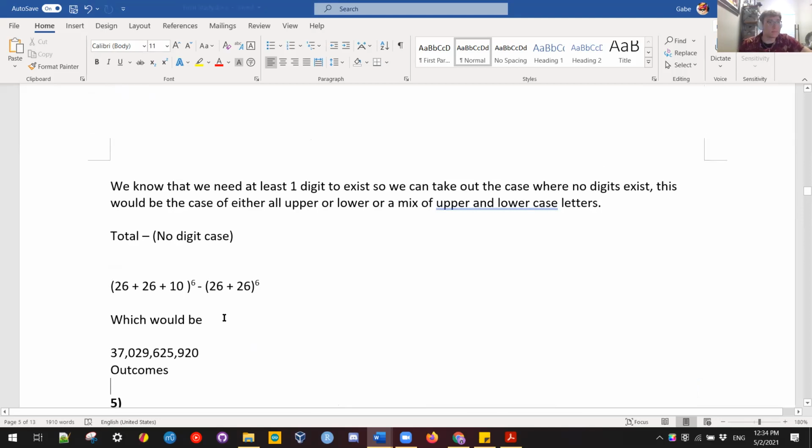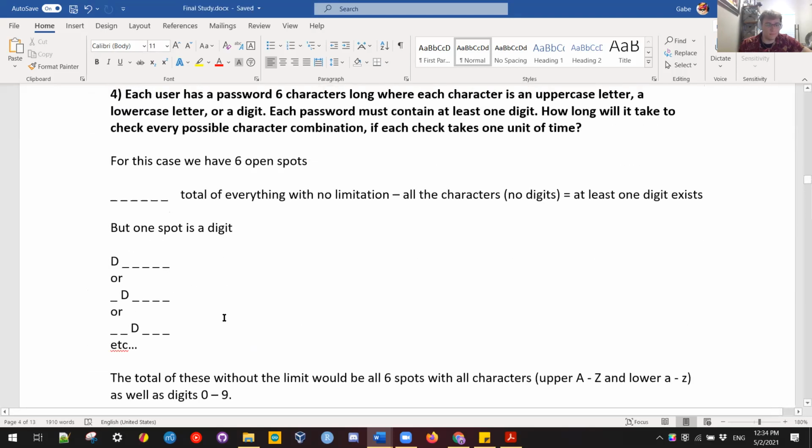These questions to me are largely like build a set and then start taking things out of it, is the easiest way I can put it. If you start with everything, especially when it's at least 1, it's easiest for me to think about it as making it 0 and then taking out all the options where it's 0 from the set of everything.